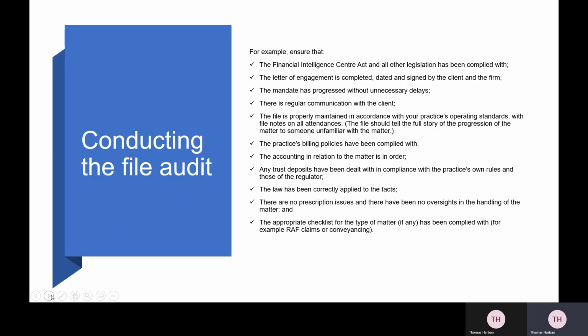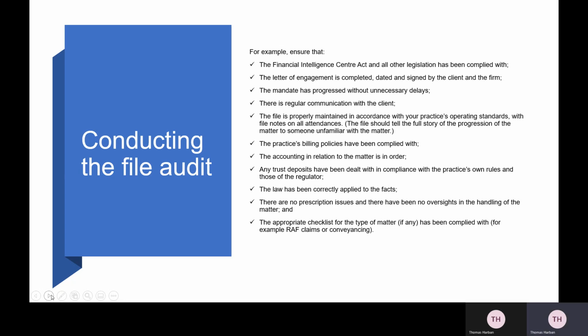The type of areas you could look at in conducting your file audit are whether the Financial Intelligence Centre Act and all other legislation have been complied with, whether there's a letter of engagement in the file that is dated and signed by both the client and the firm, that the mandate has been carried out without unnecessary delays and there's been no procrastination, and that you've had regular communication with the client, and both the file notes in that regard as well as the correspondence are on file.